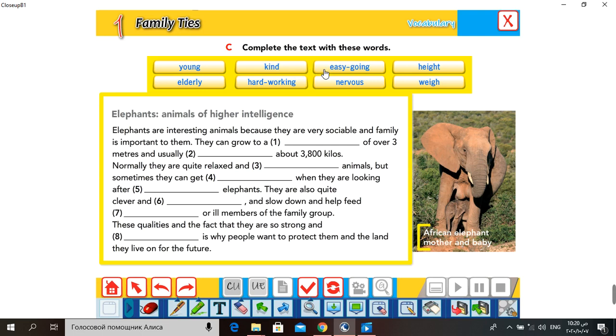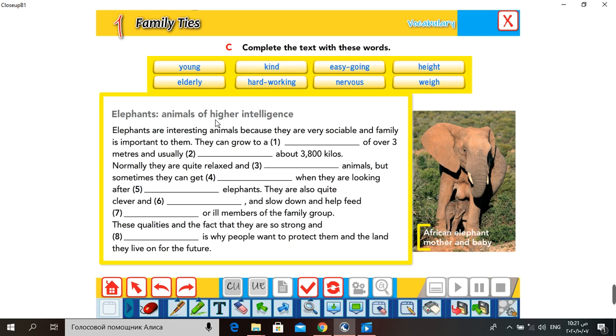Height is how tall you are, and we calculate this by meters and centimeters. Elderly is your age. If you are old in age, we say you are an elderly person. Hardworking, a person who works very hard. Nervous is when you feel tense or anxious or angry about something. Weigh is a verb that means how much you weigh, your number of kilos. Let's read the passage and then find out how we can complete it.